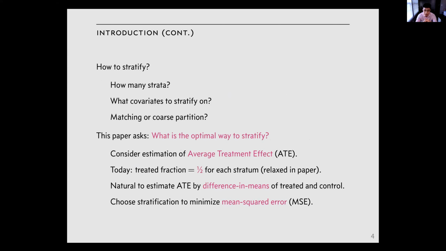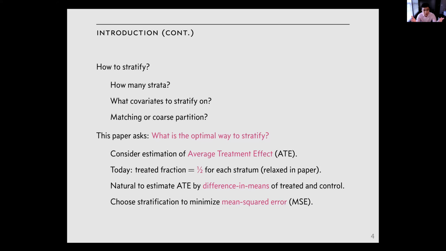That's the first thing. The second thing is what kind of covariates you want to use when you stratify those individuals. If you have information on their gender, you can use gender. If you have information on age or income, you can use a few of them or all of them or none of them. But there's a third thing which is subtler, which is whether you want to do matching or use a coarse partition of the individuals.